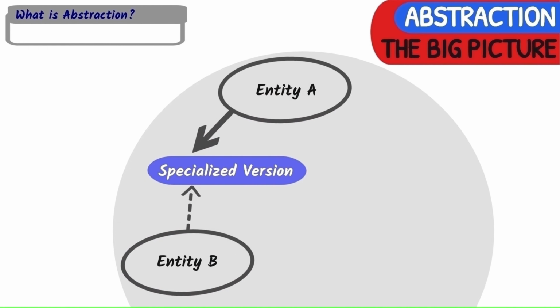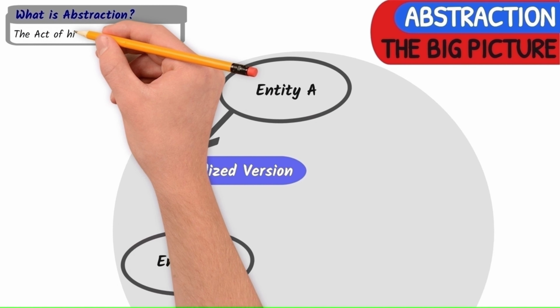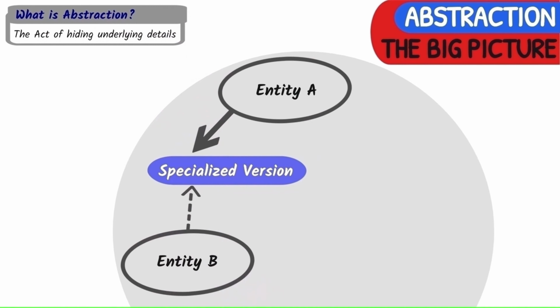If entity B chooses to keep itself hidden and expose a specialized version for this interaction, then it has chosen abstraction. So what is the basic concept of abstraction? Abstraction is the act of hiding the underlying details from the user. Let's explore this in detail.